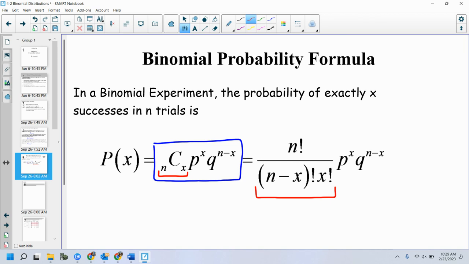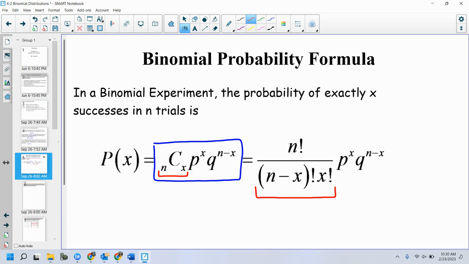Probability of exactly x successes. If I have n amount of trials, if I'm running 50 trials, and I want to know how many times I'm going to get 30 successes, I would do 50C30. That's how many different ways that we could represent 30 out of those 50. Those are all the possible ways. Then I multiply it by p to the x.